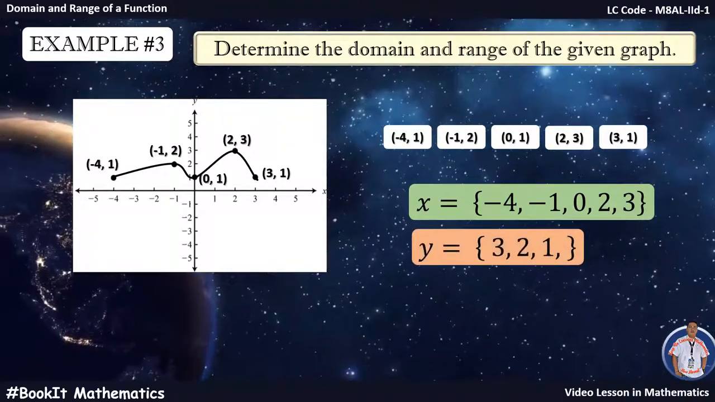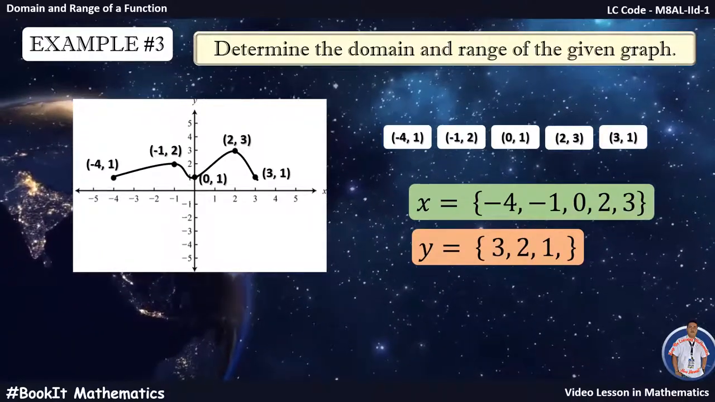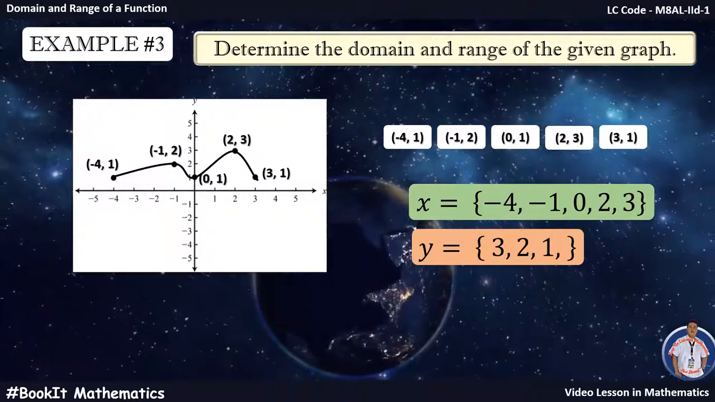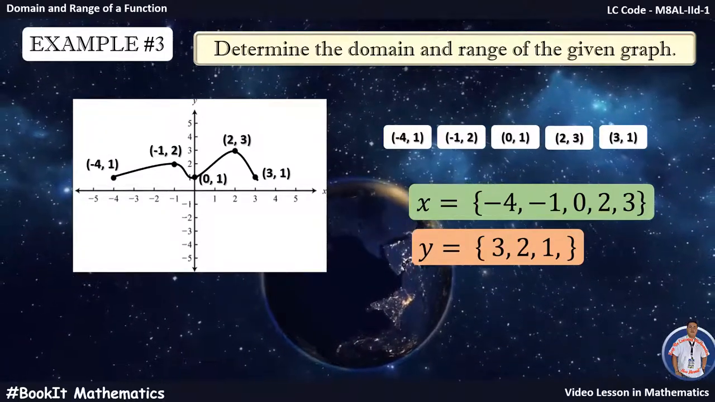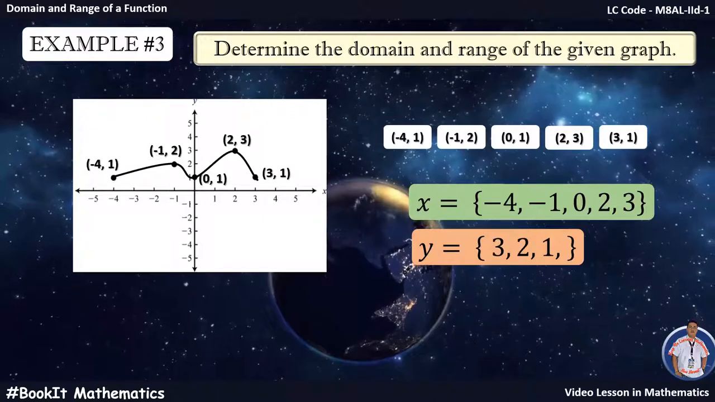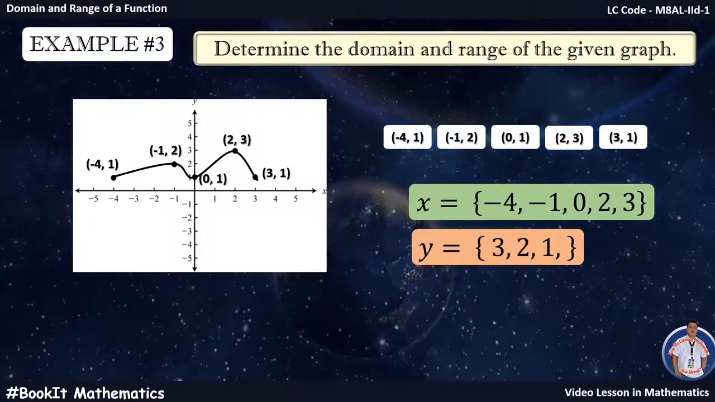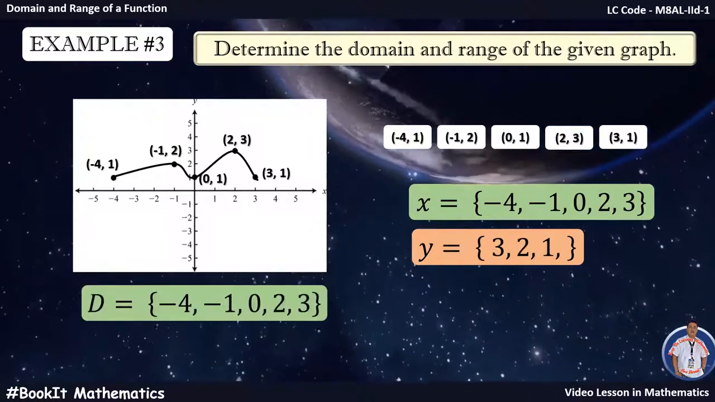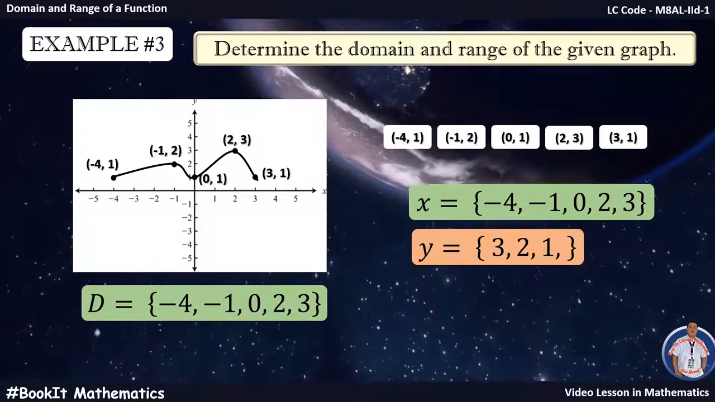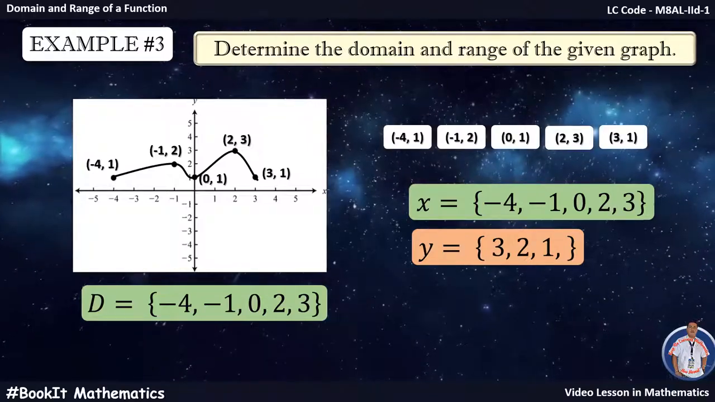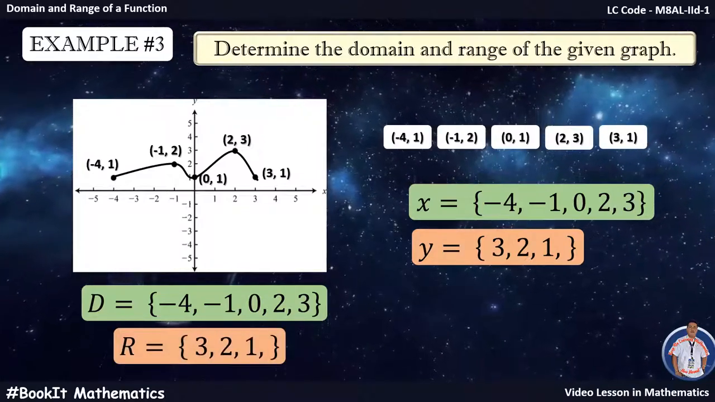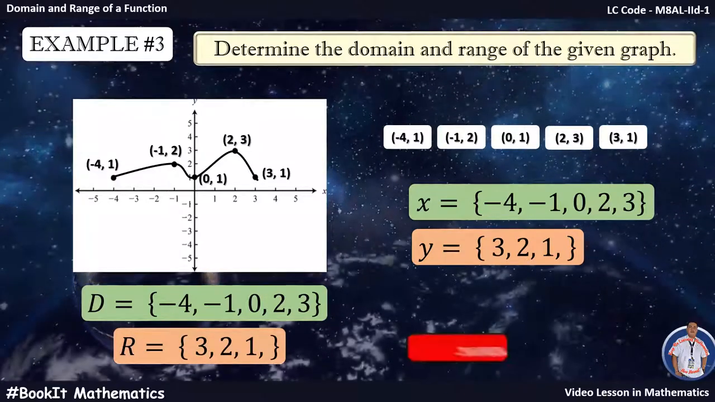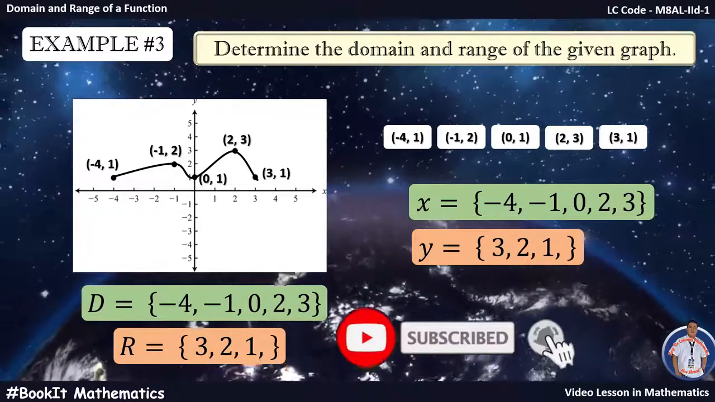So, therefore, we all know that the values of x or the independent values would be our domain, and the values of y or the dependent values are our range. So we have now our domain. The values are negative 4, negative 1, 0, 2, and 3. And for our range, we have 3, 2, and 1. Is that so? You got it right. Okay, very good.